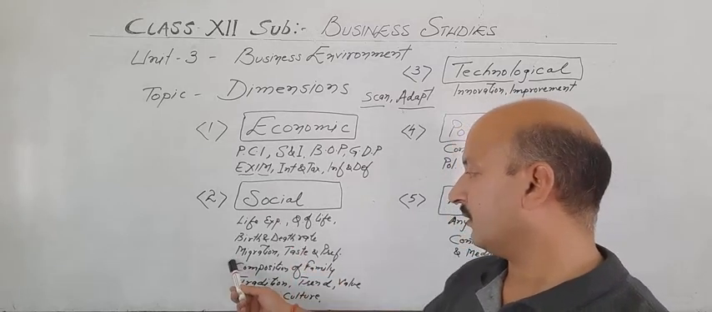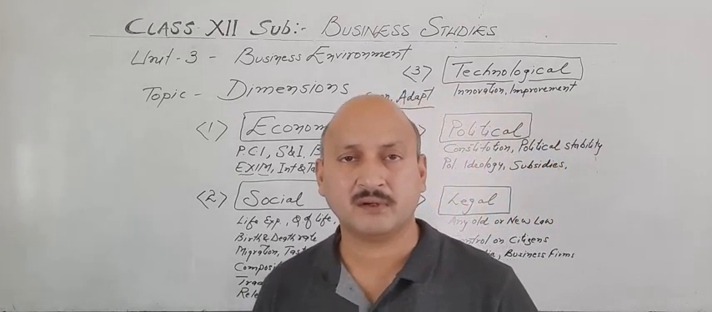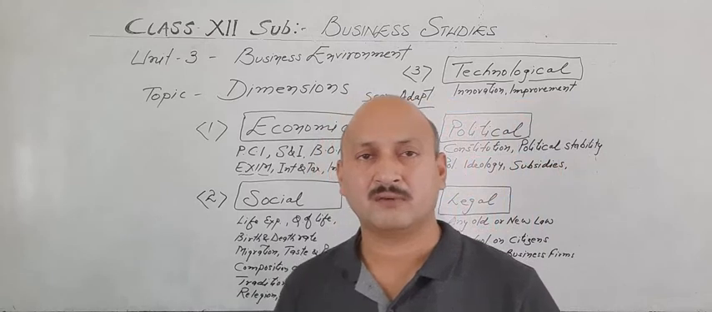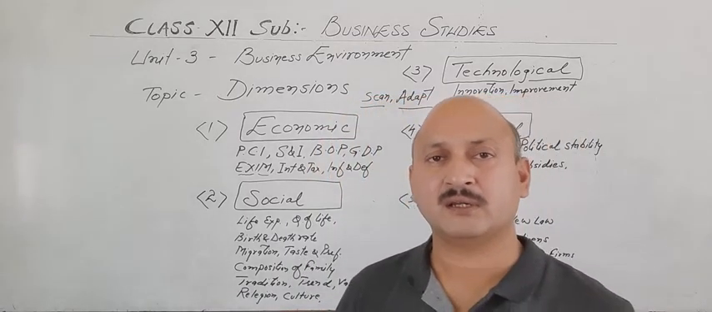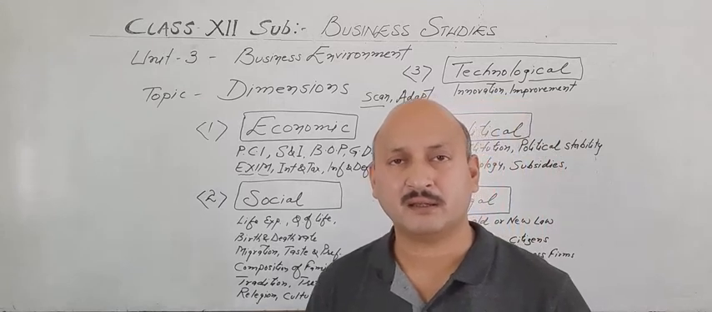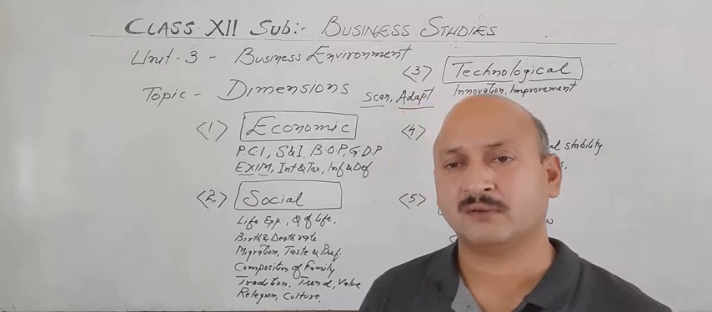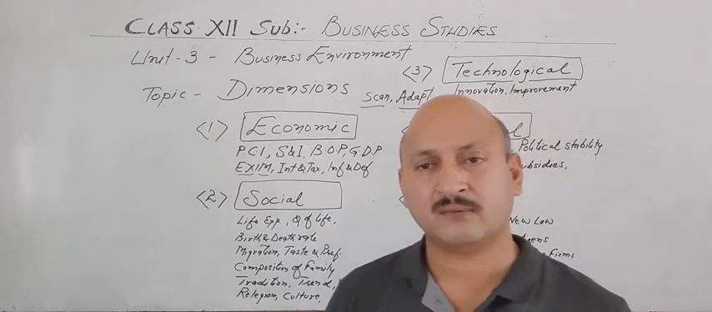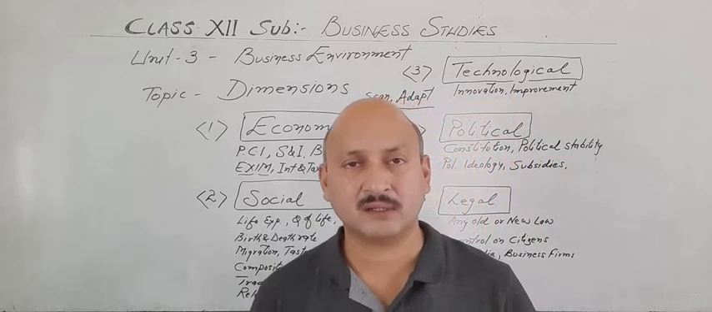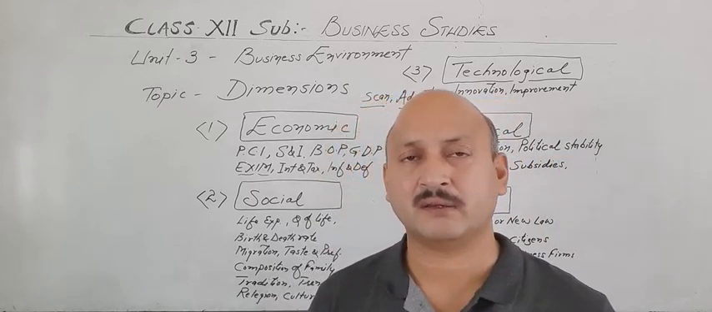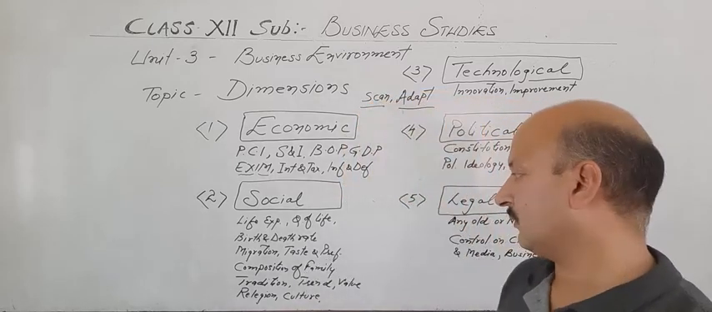Then migration, why the people are migrating from one state to another state or one city to another city. So the main cause of migration is normally employment and education. So government has to focus on these aspects. If employment and education is provided in their own city, then they will not migrate. So government has to improve these figures.